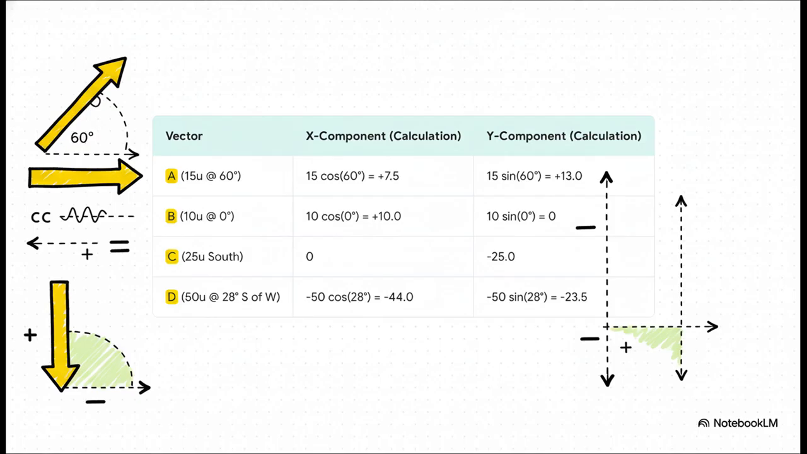Now, some of these are even easier. Look at vector B. It's pointing straight along the x-axis, so its y component is just 0, no vertical movement at all. Vector C is pointing straight down, so its x component is 0, and notice that negative sign on the y? That's because it's pointing south. And for D, since it's pointing down and to the left, you guessed it, both its x and y components end up being negative. See? This table just organizes all that messy info perfectly.